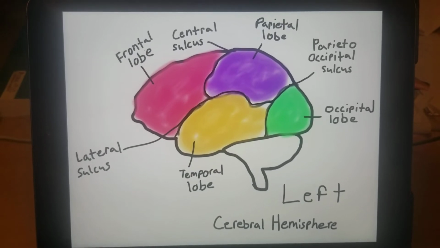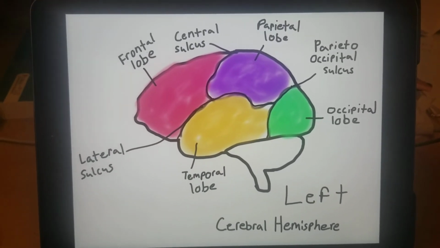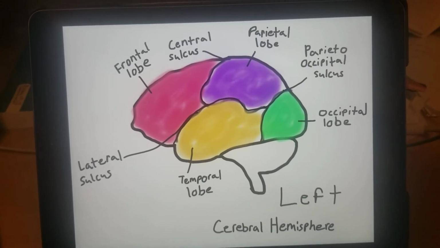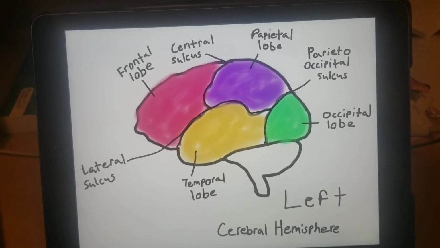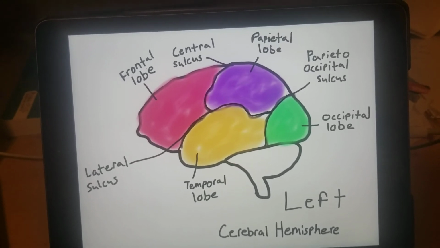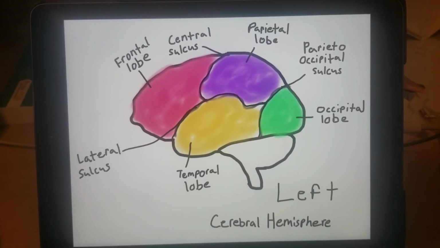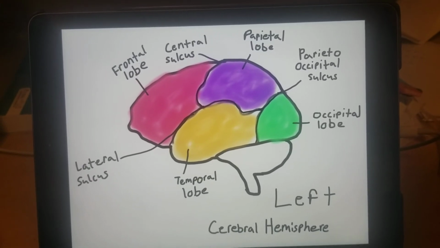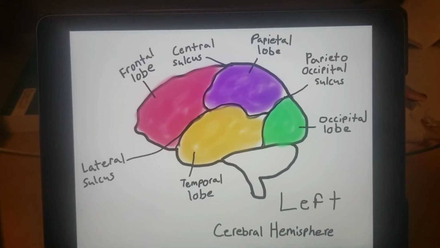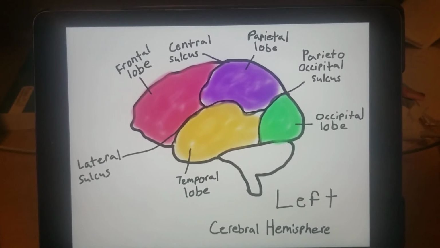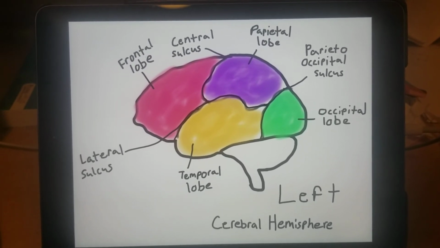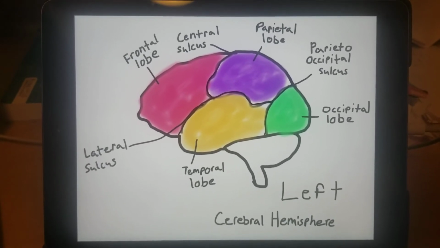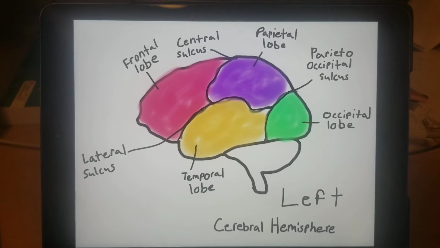Alright, so the main functions. First, the frontal lobe, again in the pink. Now this one does a lot. It's responsible for our cognitive functions, all of those higher level thinking activities such as planning, impulse control, social behavior. It's almost like the house of what we think of as our personality. It's also responsible for planning and initiating our voluntary motor movements, so just the movements of the muscles that we have control over.